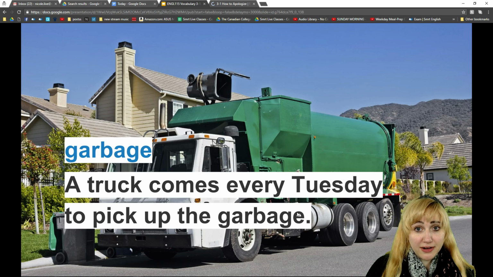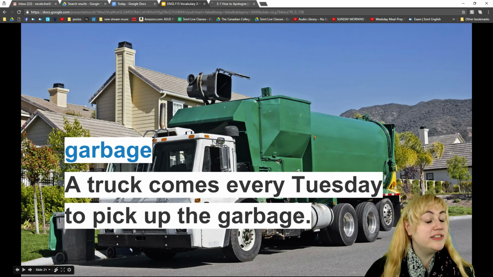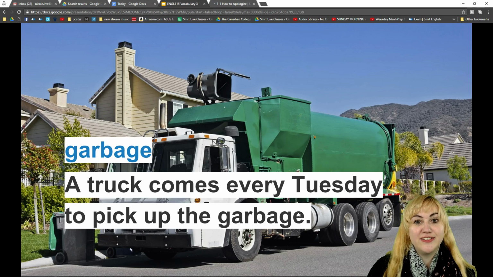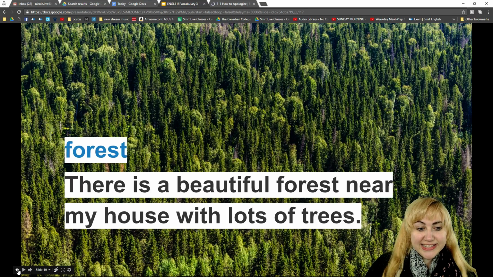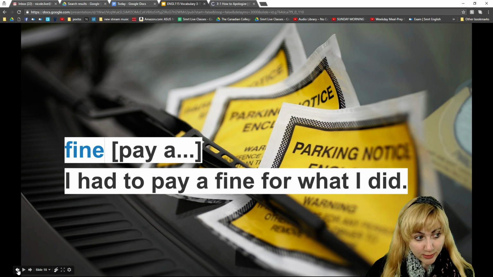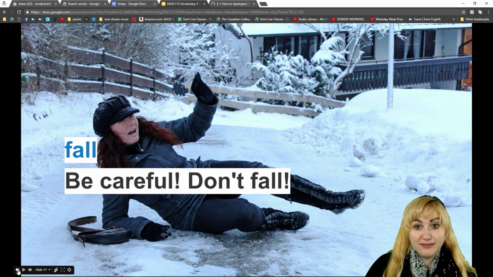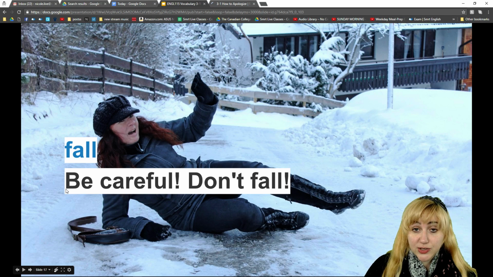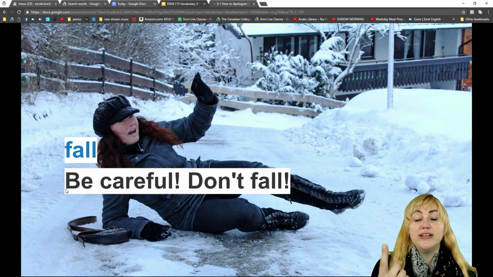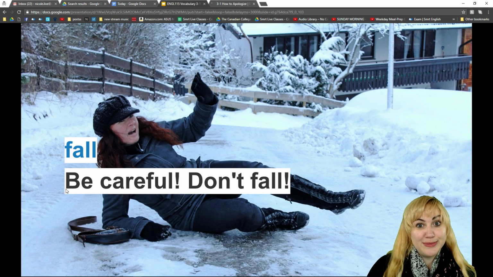So garbage is very American. I know in England, they often use words like rubbish, but garbage is very, very American. We use it a lot in the United States. All right, let's review these 5 words. We have garbage, funny, forest, fine as a noun, and fall. All right, and this is the verb fall. Fall is also a season, like winter, spring, summer, fall, but that fall is a noun, not a verb.